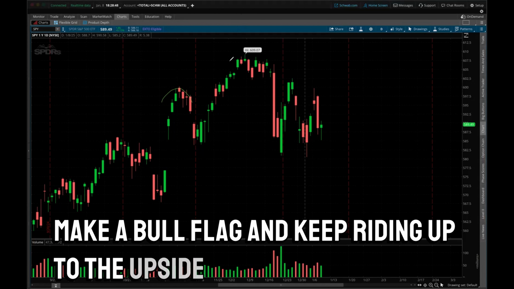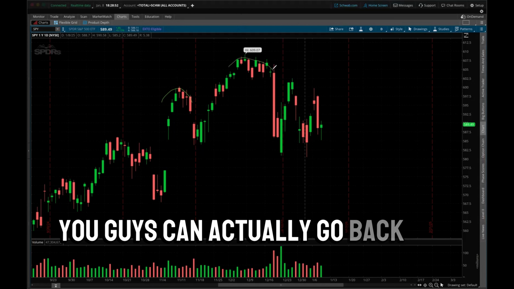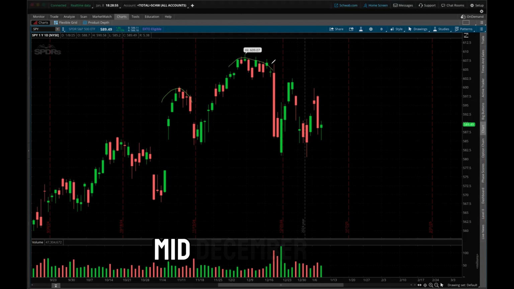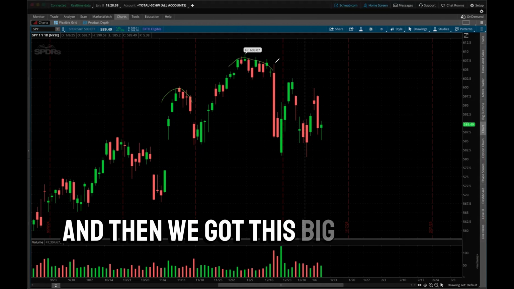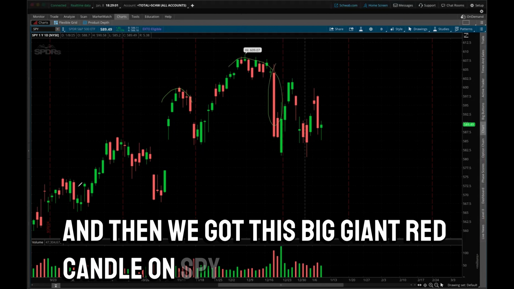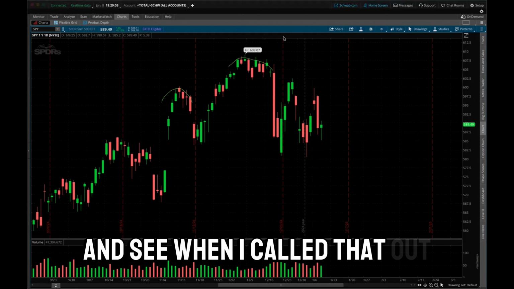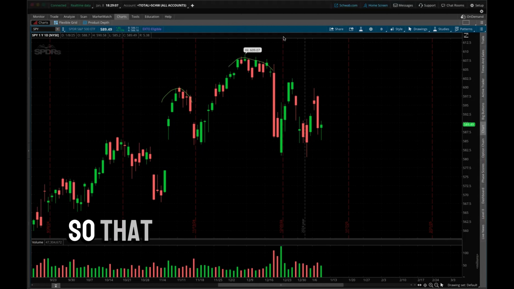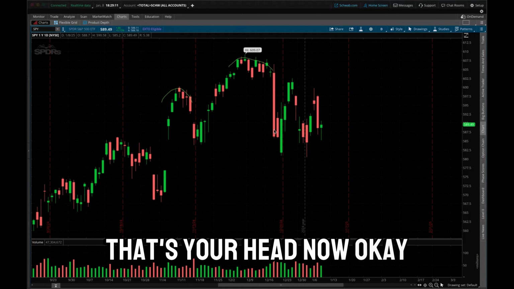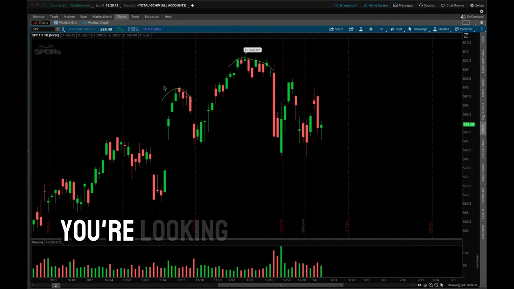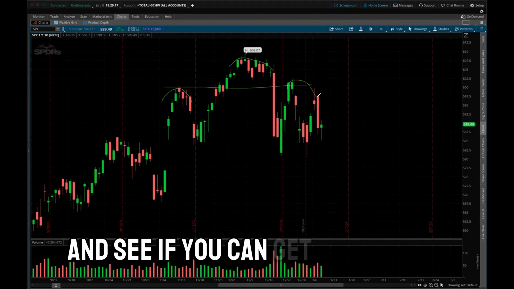But if you start to see weakness right here, and you guys can actually go back and see around this mid-December time where I literally said that the top was in, and then we got this big giant red candle on SPY the very next day. You can actually go into the trades and scroll up and see when I called that out. So that right there dropped, and there you go. That's your head now. Okay. As this comes back up, you're looking at this left side of the screen here to try to match it on the right side and see if you can get a top there.